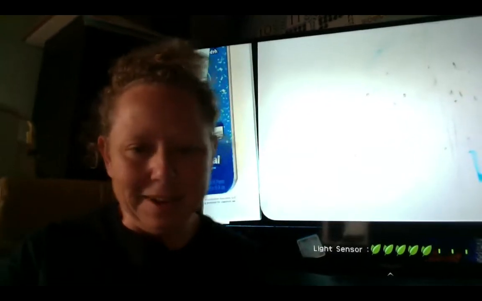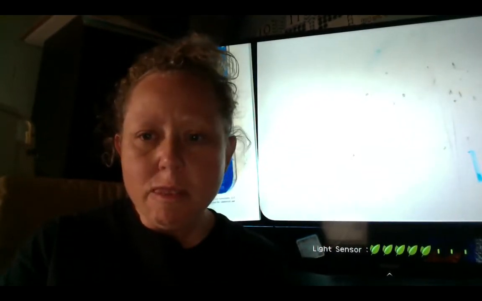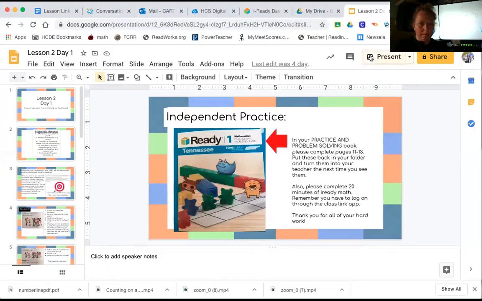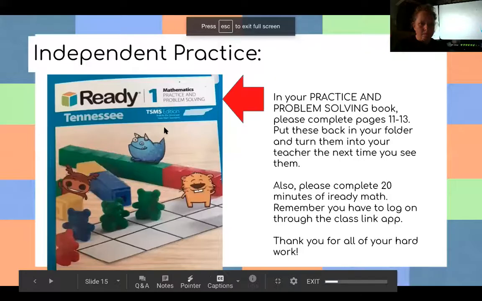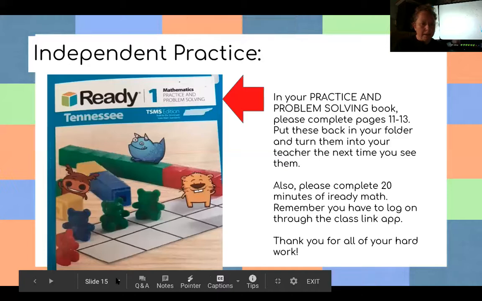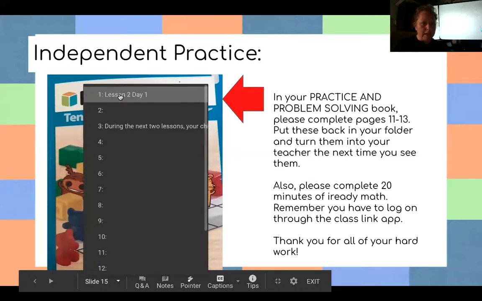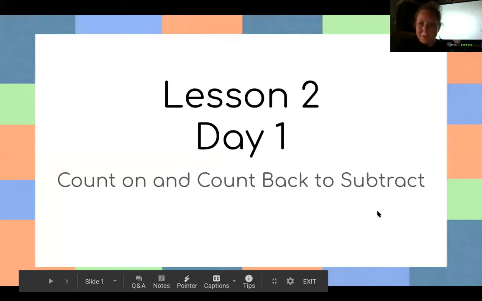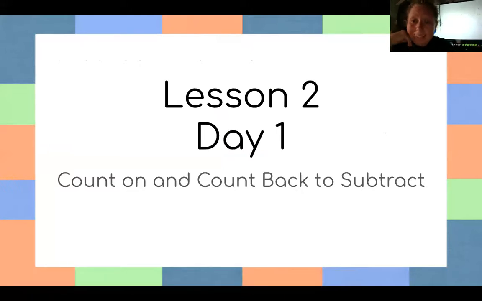Now let's get into our lesson. All right, let me share my screen with you. Let's get back to the first slide. Here we go. So this lesson is actually going to take 2 days. This is day 1 of lesson 2. We are going to count on and count back to subtract.